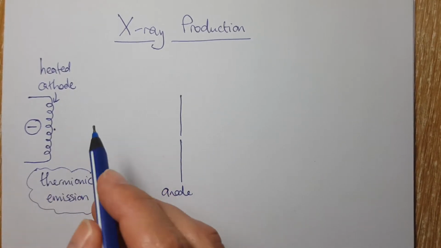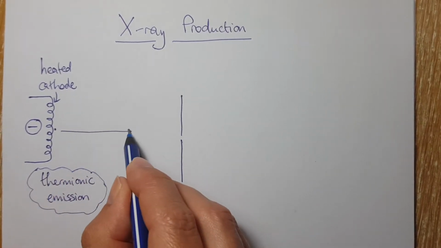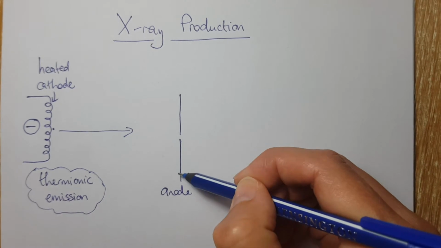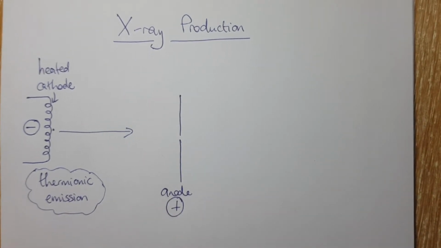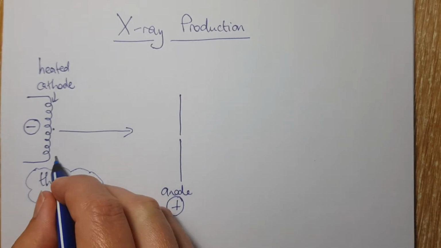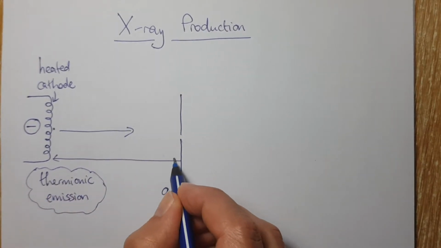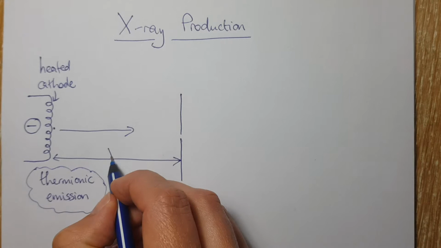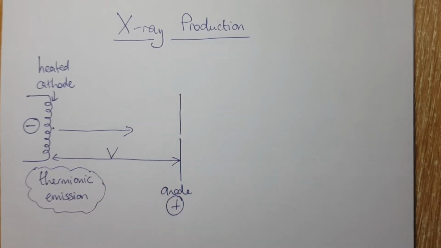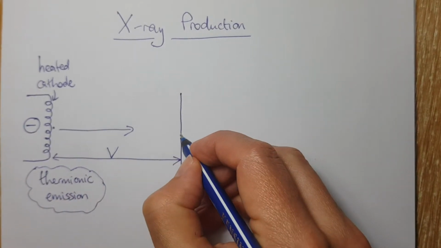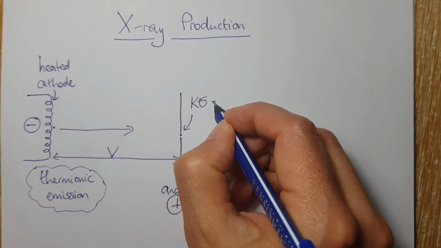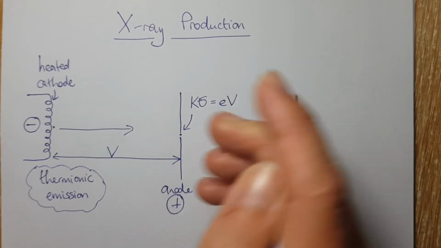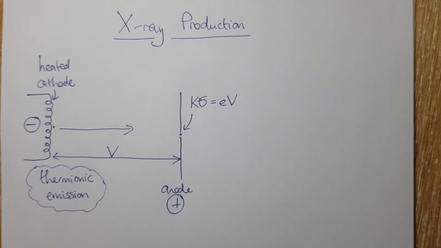The electrons then accelerate towards this thing here because this is an anode, so they accelerate towards the anode. If the potential difference across this gap is V, then the electrons, when they reach here, will have a kinetic energy of EV, E being the charge of an electron.